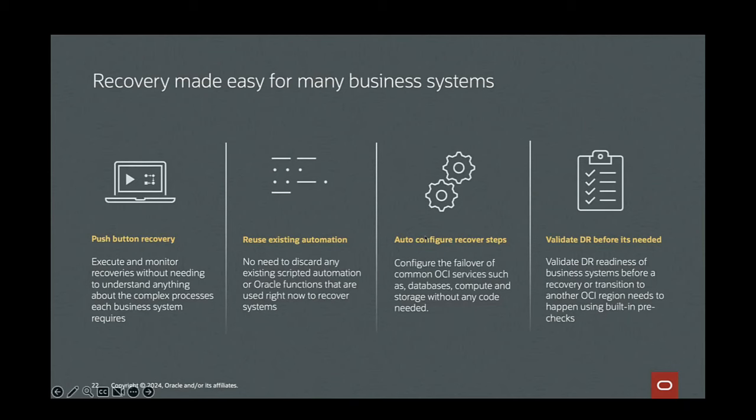You can also auto-configure recovery steps. So you can configure the failover of common OCI services like compute or database without any code needed. All steps are fully automated and no human intervention is needed to transition compute, databases, and applications to a standby region. And then lastly, you can validate DR or disaster recovery before it's needed. So FSDR performs comprehensive pre-checks before a DR plan is executed to ensure the recovery operation will succeed in that standby region.